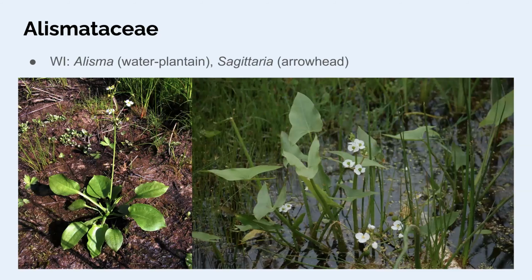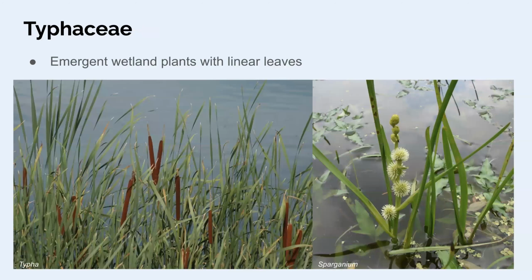Here are the ones that you might find in Wisconsin: Alisma, Sagittaria. This group is diverse worldwide, but these are our big players in the state here. Next family up. All right, so we did family Alismataceae. Now we'll do family Typhaceae.